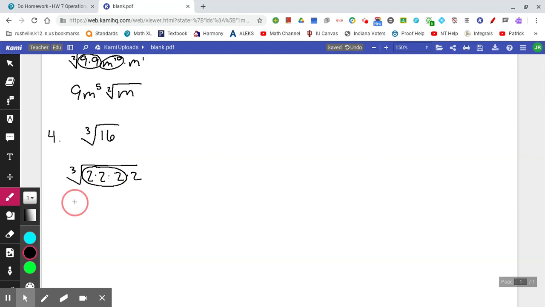So what I could do is rewrite this as the cubed root of 2 to the 3rd power times the cubed root of 2 to the 1st power, or just 2. And a cubed root and cubing will cancel out, which means I'm left with 2 outside of a radical. But this doesn't work. I can't cancel a cubed root with 2 to the 1st power. So that means I'm going to be left with the cubed root of 2. So here my final answer would be 2 cubed root of 2.